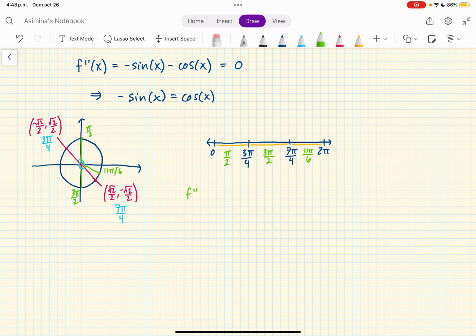So first, let's plug in pi over 2. So that's going to be minus sine of pi over 2 minus cosine of pi over 2. So what is that? That's going to be minus 1 minus 0. So that's negative. So between 0 and 3 pi over 4, we get that the second derivative is going to be negative. Now let's plug in 3 pi over 2.